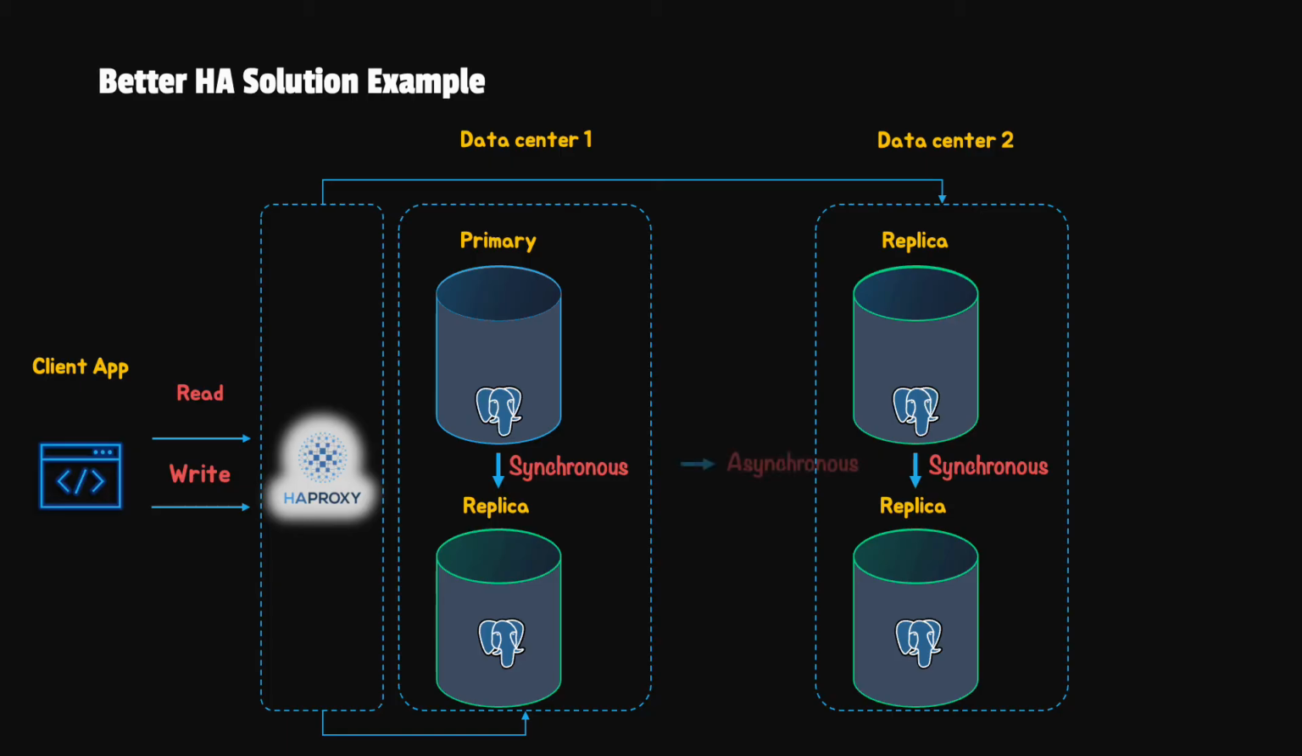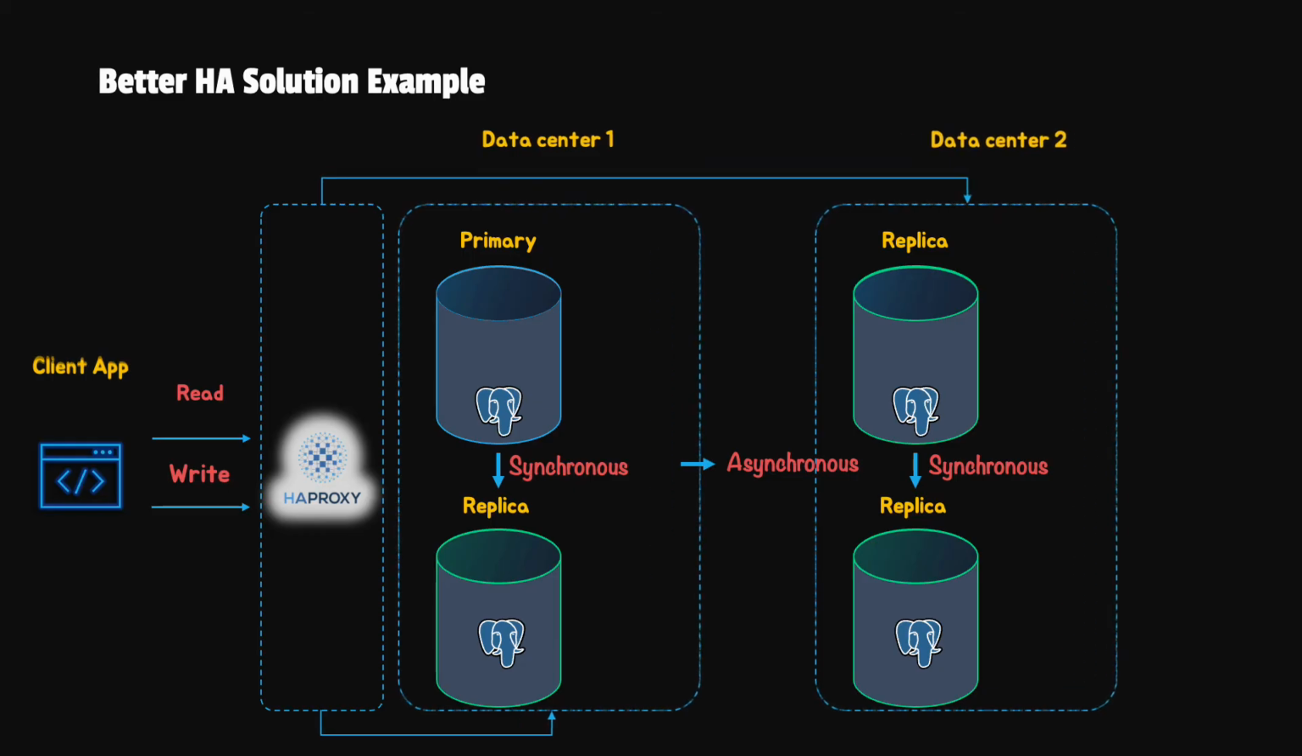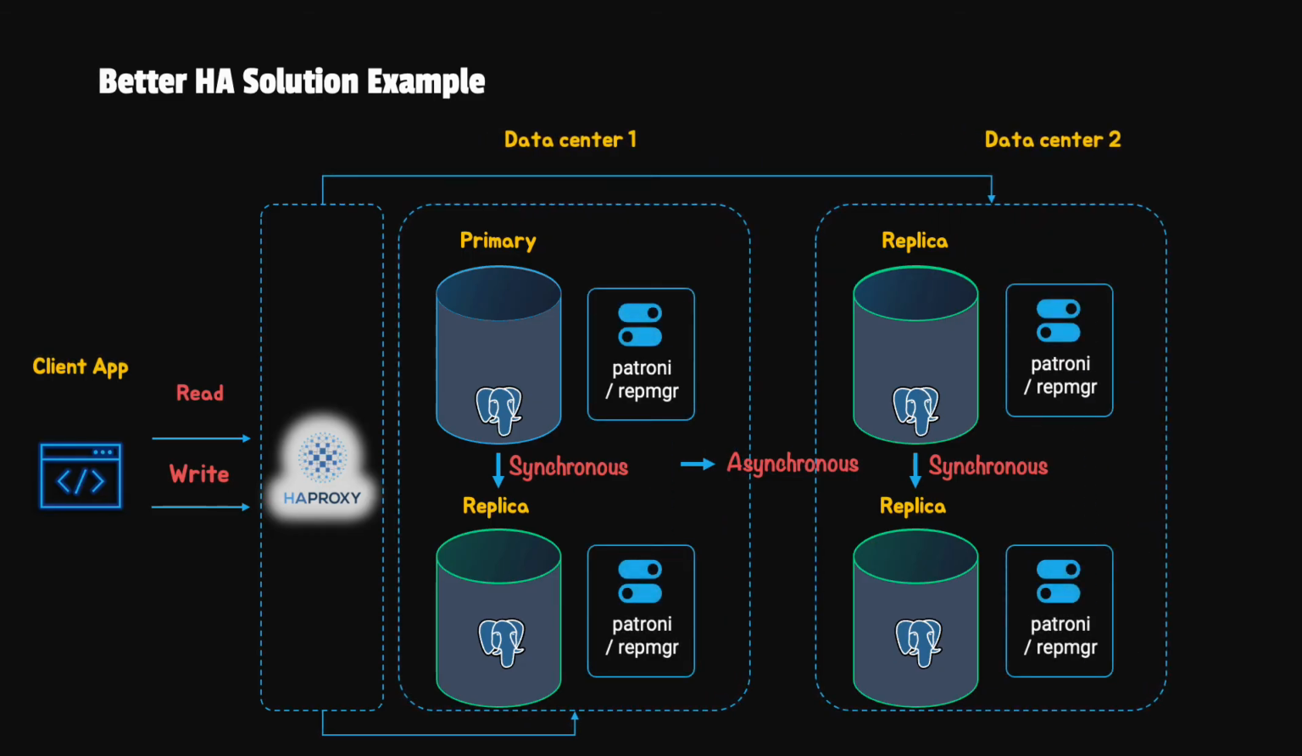But the replication between the primary and one of the standbys in the other data center is asynchronous, as there will be some delay. Also, the fourth standby server is a cascading replica to the third standby. In this way, we can reduce the load on the primary. Here, we can use repmgr or Patroni to make the failover automatically in case the primary crashes.